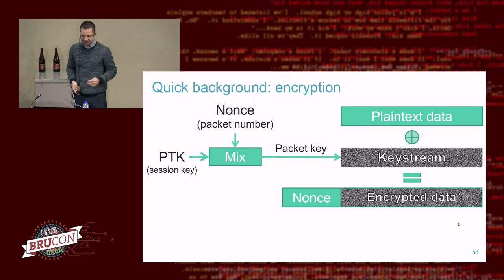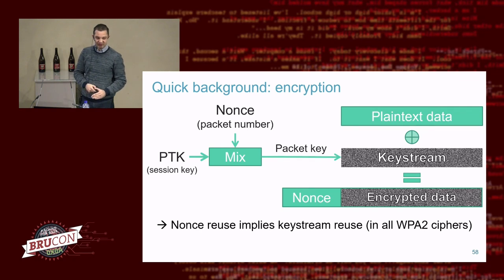But the important observation and the important assumption of this encryption model is that a specific nonce value should never be repeating. Now, why is that the case? Well, if a nonce value ever repeats, it means that we will generate the same per packet key to encrypt two or more packets. And if we use the same per packet key, we will also use the same key stream. And that means we have key stream reuse. And an attacker in general can always exploit key stream reuse.